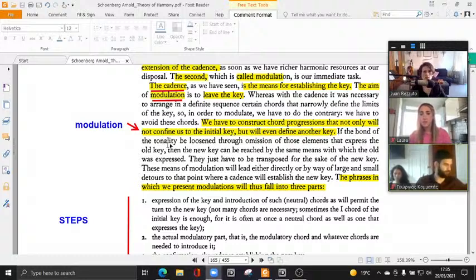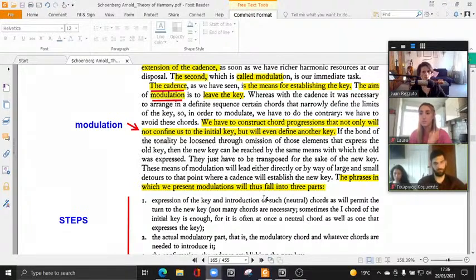If the bond of the tonality be loosened through omission of those elements that express the old key, then the new key can be reached by the same means with which the old was expressed. They just have to be transposed for the sake of the new key. These means of modulation will lead either directly or by way of large and small detours to that point where a cadence will establish the new key. The phrases in which we present modulations will thus fall into three parts.